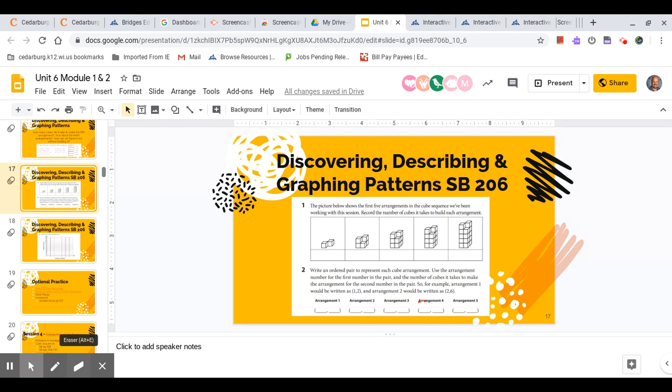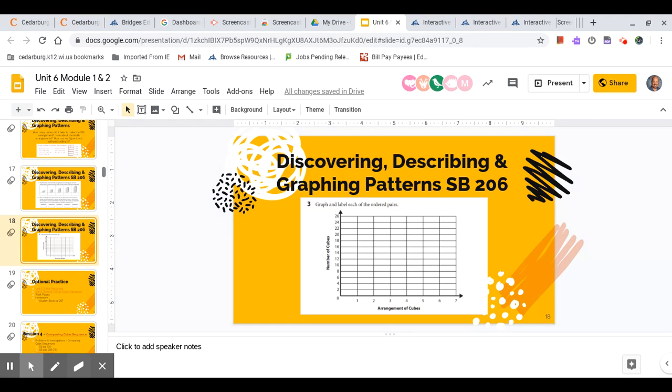So now once we have those ordered pairs, we're going to want to put them onto our graph, right? So we would look to see that our first arrangement had 2. So we have to put a dot right there on 2. And then for our second arrangement, we had to add 4 more, right? So then we go up to 6, and then we go to 10. And then for our fourth arrangement, we went to 14. And then for our fifth arrangement, we went to 18.